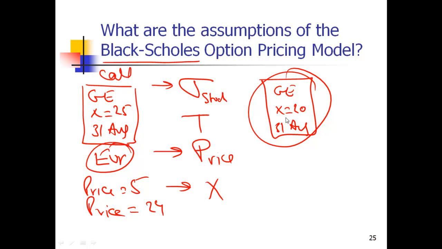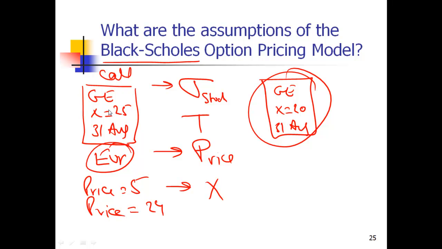What is more valuable to you? The option to buy the underlying cheap or the option to buy the underlying expensive? If you have the option to buy something for 20, that option is clearly worth more than the option to buy something for 25, right? What if these were put options? Then it would be the opposite.